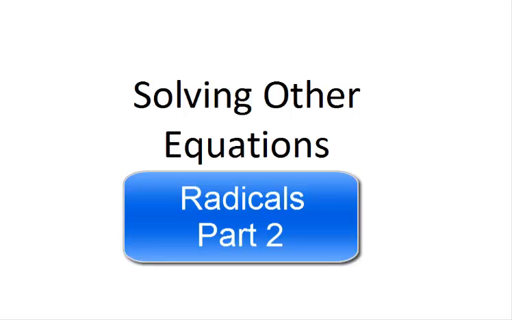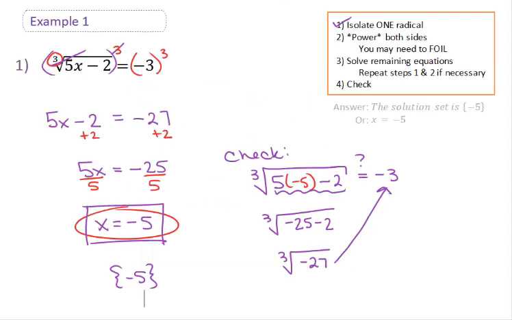Solving other equations, I'm just going to be continuing with examples of solving my roots equations. This is the one that I solved last time. The cube root of 5x minus 2 is equal to negative 3. And we got the final answer: the solution set is negative 5 in the braces.